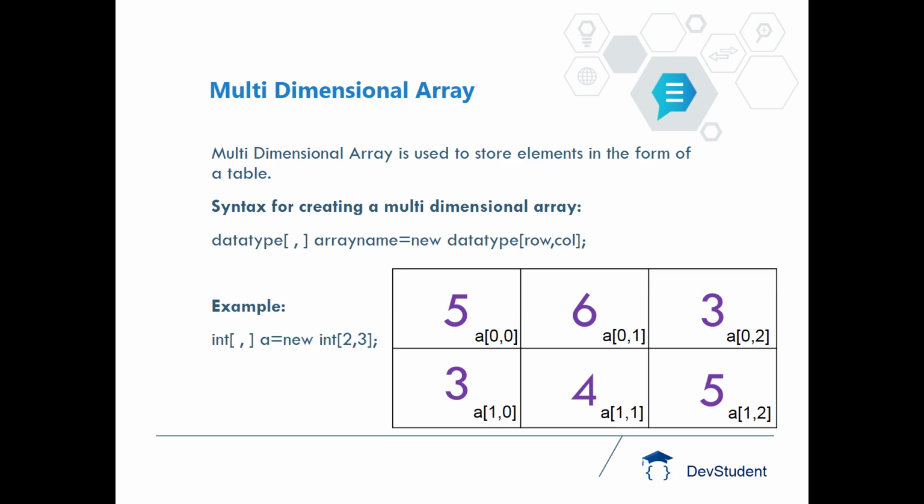The first 5 value is stored in a of 0, 0: 0 row and 0 column. Whereas 6 is 0 row, 1 column. 3 is 0 row, 2 column. Like that, for the rest of the values you can see the indexes of each value stored in the array.